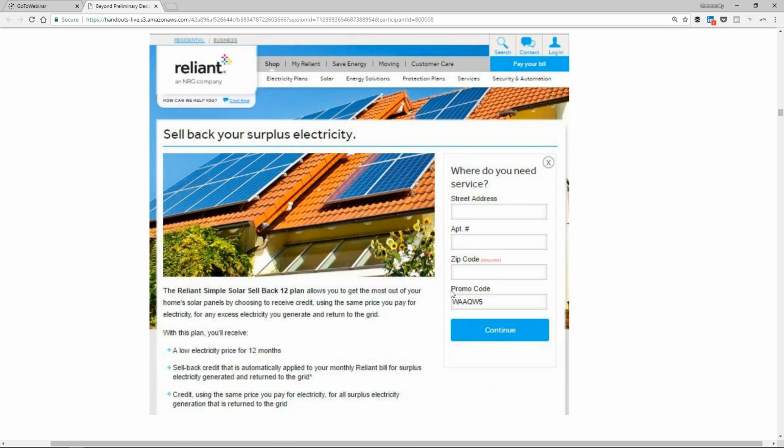Similarly, on the Reliant Solar Sellback program, they're not required to give you retail price net metering. They're only required to give you avoided cost net metering, which is 20 to 30% of retail value. But instead, they're going to give you 60% of retail value under this plan in order to get the rest of your contract.